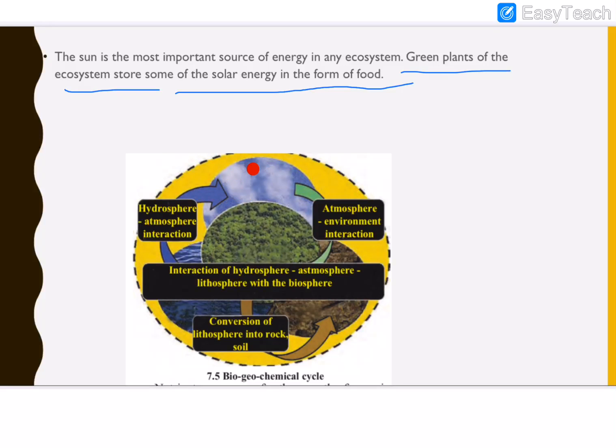So the hydrosphere-atmosphere interaction. Hydrosphere means the Earth's layer, you know, the different layers of Earth. So you can see the hydrosphere-atmosphere interaction, atmosphere-environment interaction, and interaction of hydrosphere, atmosphere and lithosphere with the biosphere, and conversion of lithosphere into rock and soil. You can see all this.